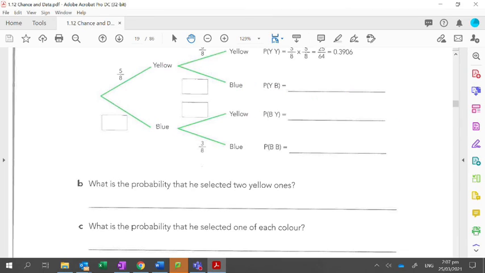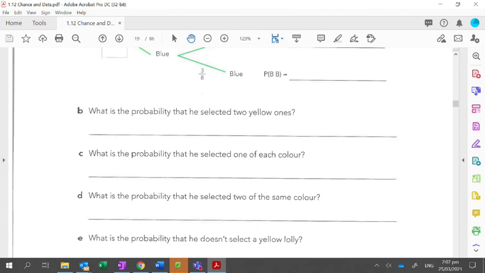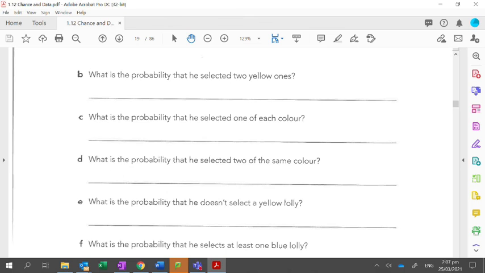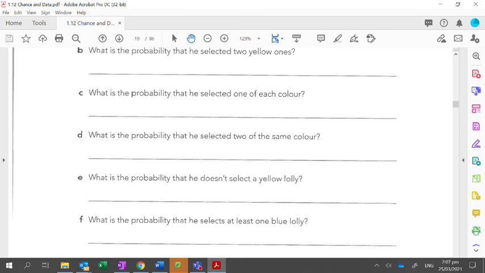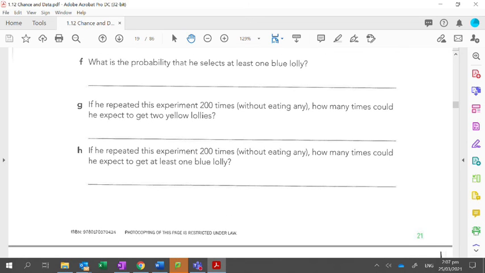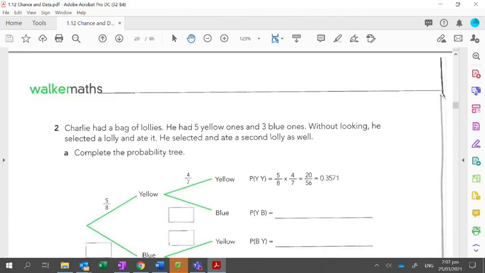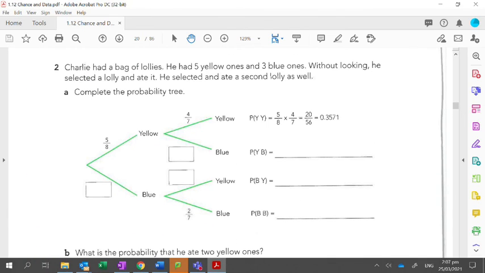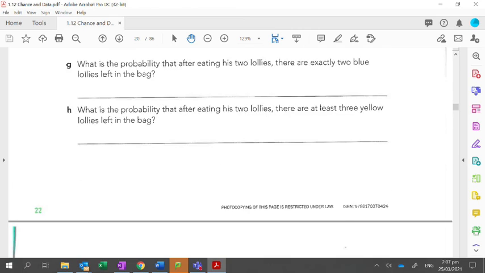Okay. You remember doing these, hopefully? Selected 2 of the same color. Doesn't select a yellow. Right? So you're just going to go through and answer those questions. Now, if we repeated it 200 times without eating any, how many times would you expect to get 2 yellow lollies? What does that mean? Expected number. So take the probability of 2 yellows times what? 200. Right? Remember, expected number.